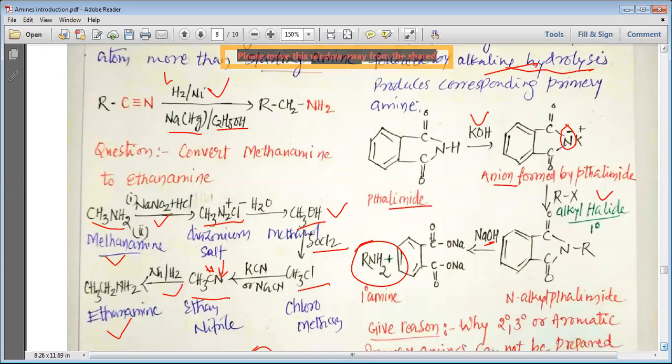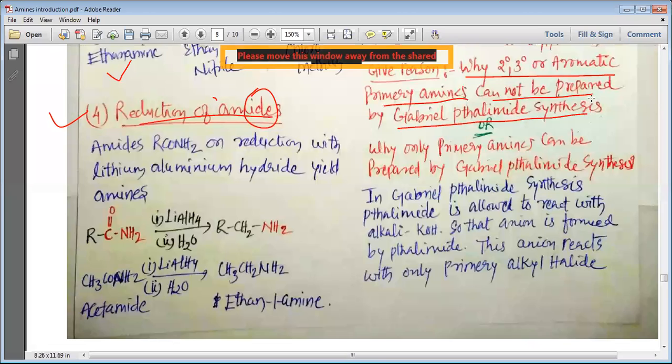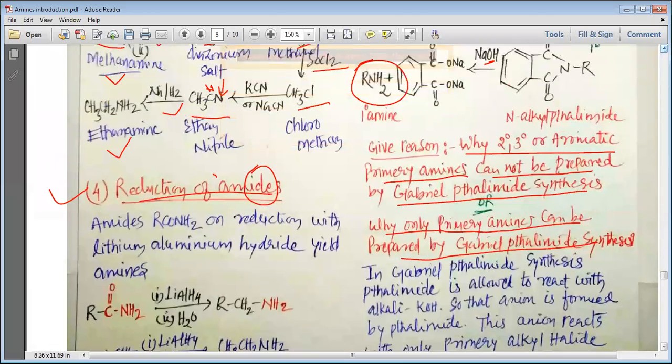Now there is a very important reason that we want to study here. What is the reason? Let's read the question. Why can secondary, tertiary or aromatic primary amines not be prepared by the Gabriel phthalimide synthesis? Once again, we cannot prepare secondary amine, tertiary amine or aromatic primary amine by the Gabriel phthalimide synthesis. Or, why can only primary amines be prepared by it? Let me explain the reason, and then we are going to read the text, my dear students.